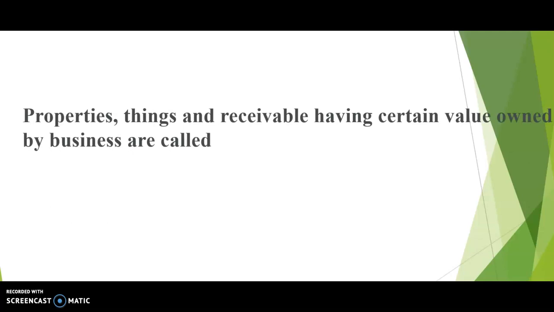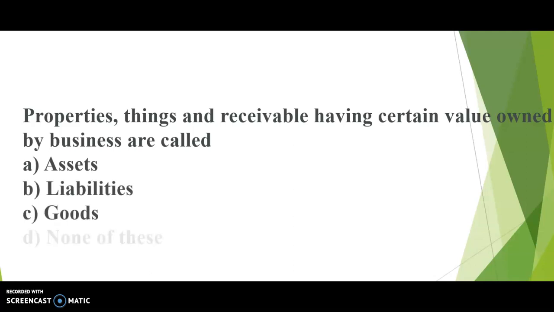Properties, things, and receivables having certain value owned by business are called: A, assets, B, liabilities, C, goods, and D, none of these. So properties, things, and receivables having certain value owned by the business are called assets.